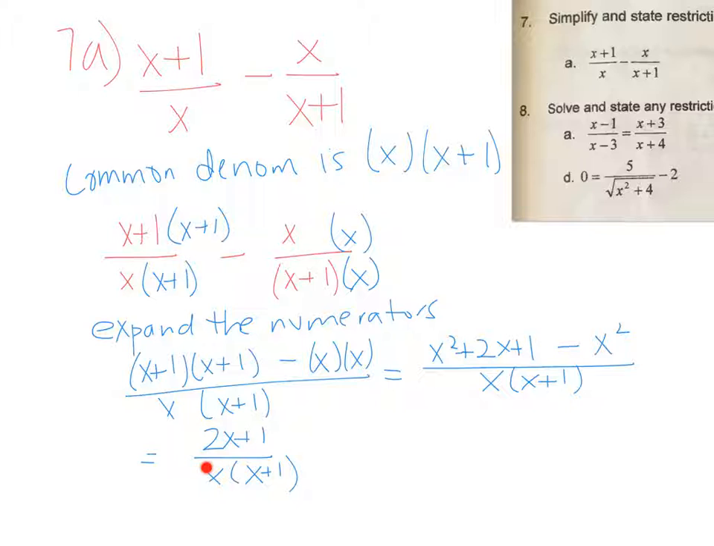The last step is to state the restrictions, and restrictions happen whenever it's possible that there might be a 0 in the denominator. So here x can't be 0, here x plus 1 can't be 0. So our restrictions would be x cannot be 0 or negative 1.